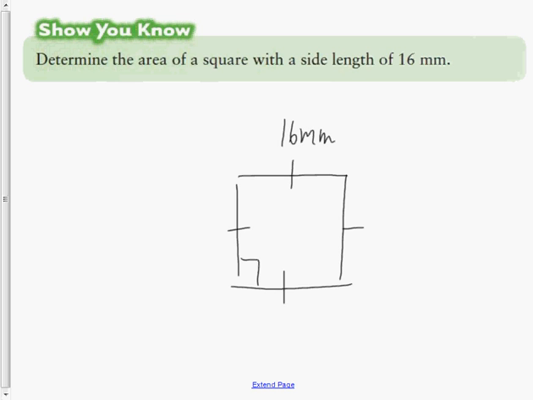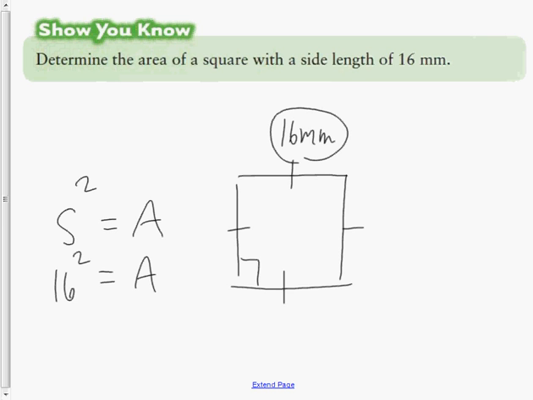Now, the formula for the area of a square is side squared equals area, or area equals side squared. We don't say length times width anymore because we understand what exponents are. So if the side length is 16, I could substitute that into my formula. The area would therefore be 16 squared. And 16 squared, if we simplify it, means 16 multiplied by itself. So 256 equals the area. So the area equals 256 square millimeters.